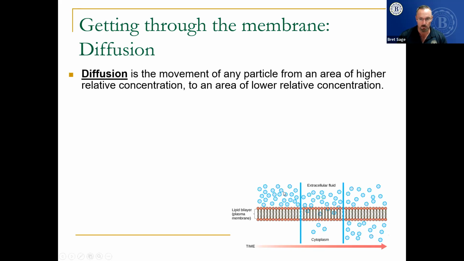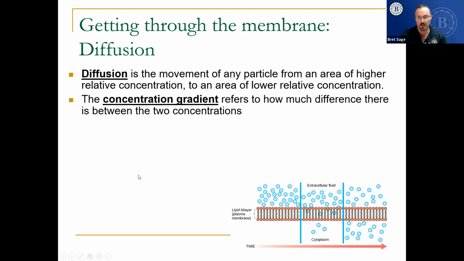So notice that here there's more than this side because there's a lot and none. And here there's equal amounts. So there isn't a difference in the concentration. That would mean there's no concentration gradient. Here there's a high gradient because the difference between here and here is the gradient. The concentration gradient refers to how much difference there is between the two concentrations. And notice in the middle, there's still a gradient, even though it's becoming less. Less of a gradient as particles move. And then here, they're at equilibrium, equal amounts on both sides.